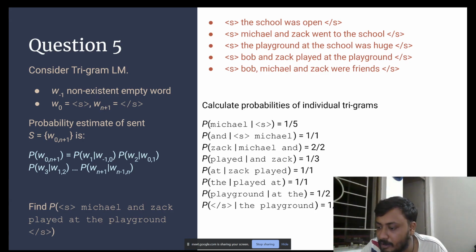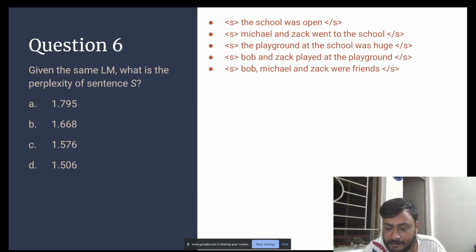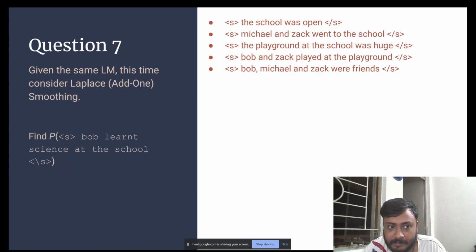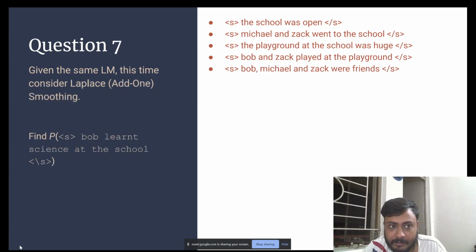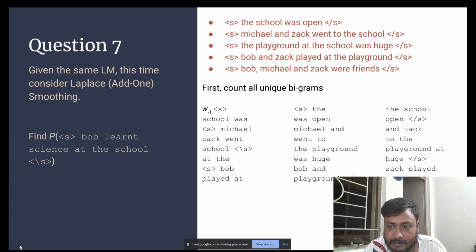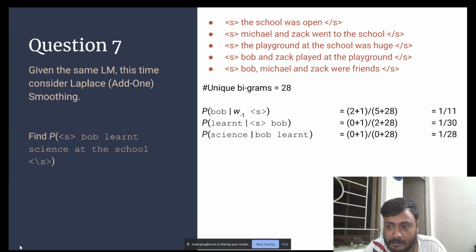Sir, can you go to the next question? This one or the next one? Sir, show the calculation. No, sir, the next question. Another one, advanced smoothing. Sir, not this one.